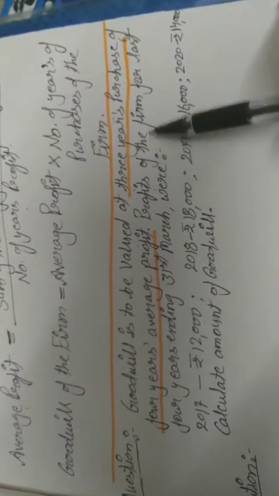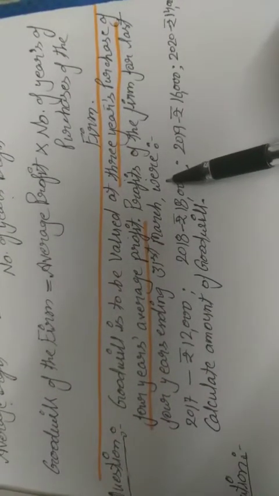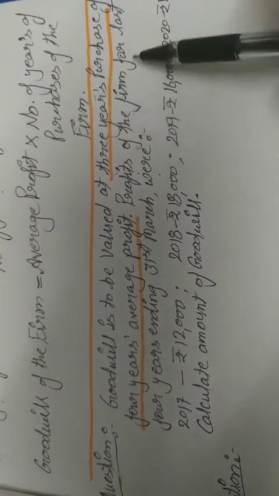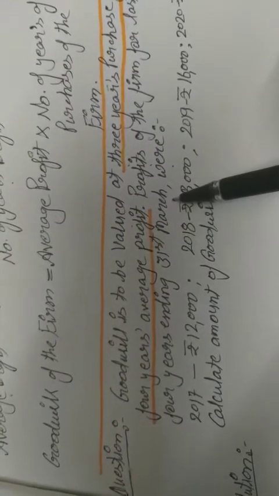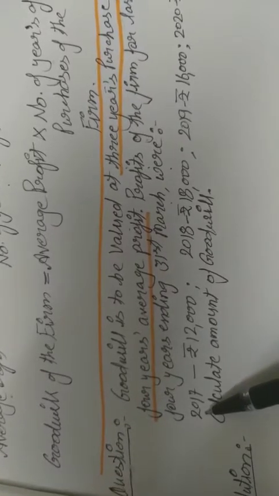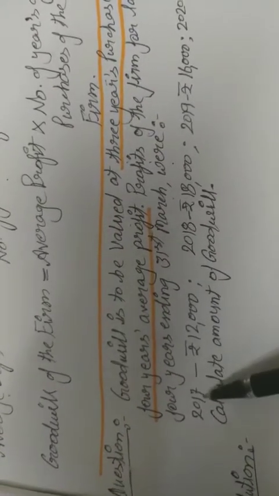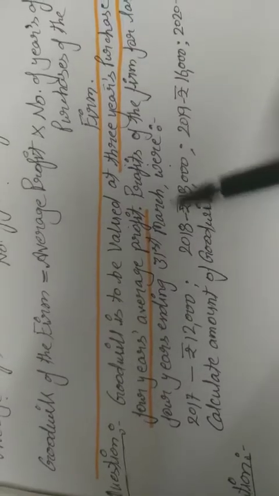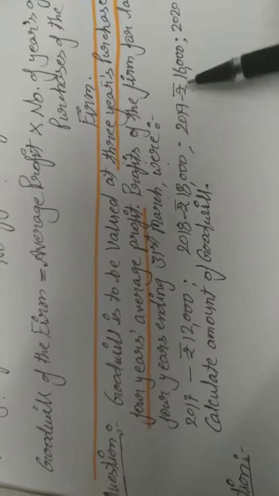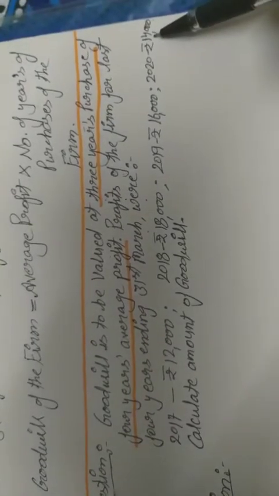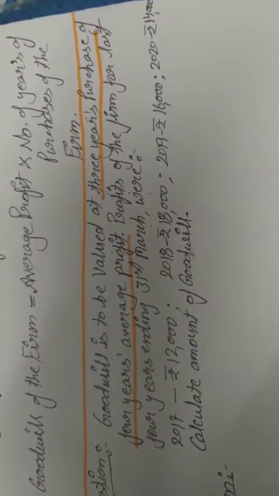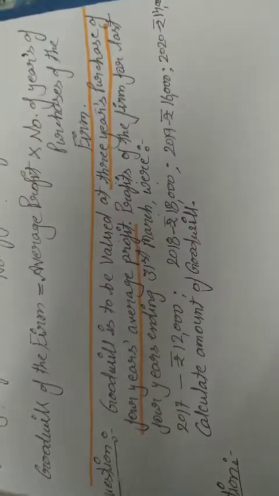So profits of the firm for the last 4 years ended 31st March were given. पिछले 4 सालों के प्रॉफिट्स दिए हुए हैं जो कि 31 मार्च को हैं. अगर हम 2017 की बात करें तो 31 मार्च 2017 को प्रॉफिट 12,000 है, 31 मार्च 2018 को 18,000 और 2019 में 16,000 और 2020 में 14,000 प्रॉफिट is there. Calculate the amount of goodwill.